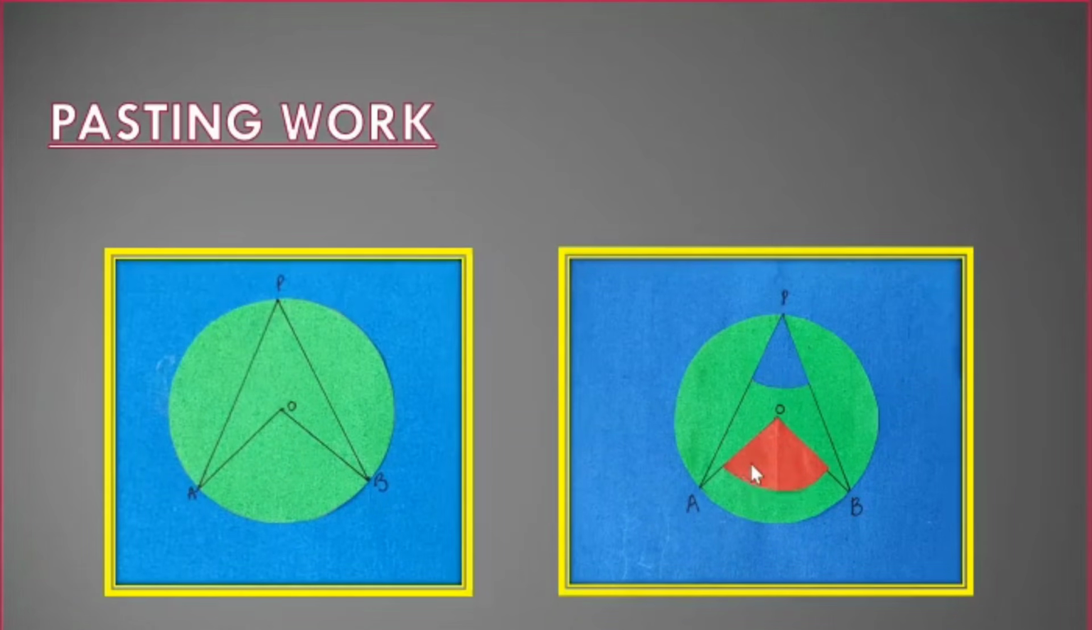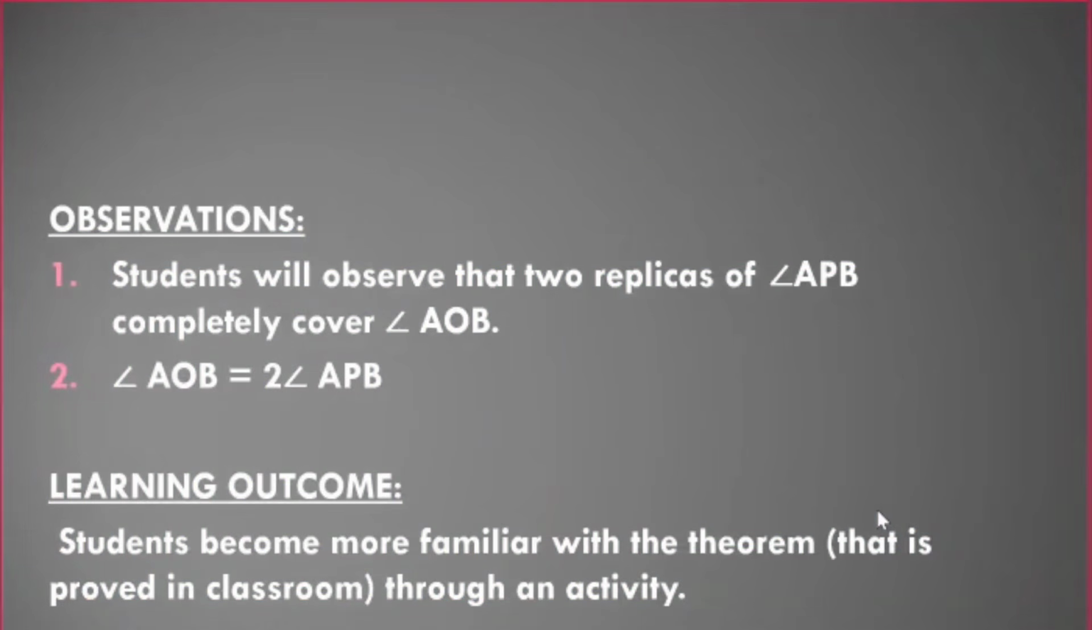and I see that two sectors equal to angle APB completely cover angle AOB, which is sufficient to prove that the angle subtended by an arc at the center of the circle is twice the angle subtended by the same arc at any other point of the circle, and students become thus more familiar with the theorem that is proved in the classroom through this activity.